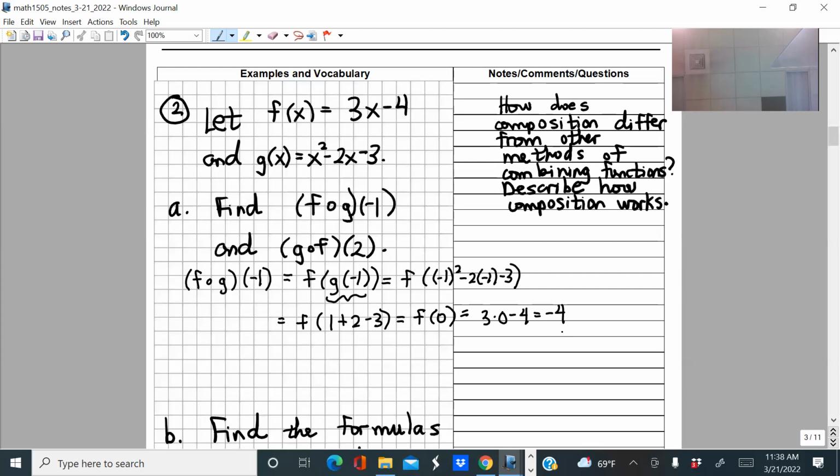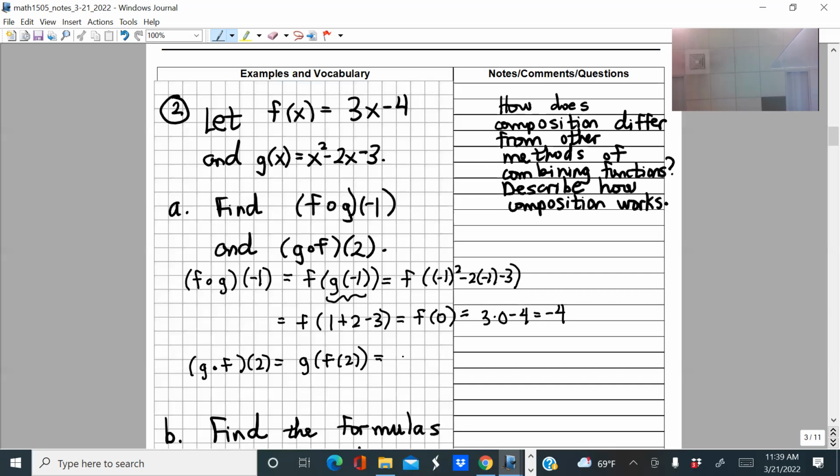Let's see, what about G compose F of 2? So this is a slightly different function now, G compose F. Let's see how that one works. So we have G compose F of 2. What does that mean? That means G of F of 2. So this intermediate step is really important to write down. Remind yourself, G compose F of 2 means G of F of 2.